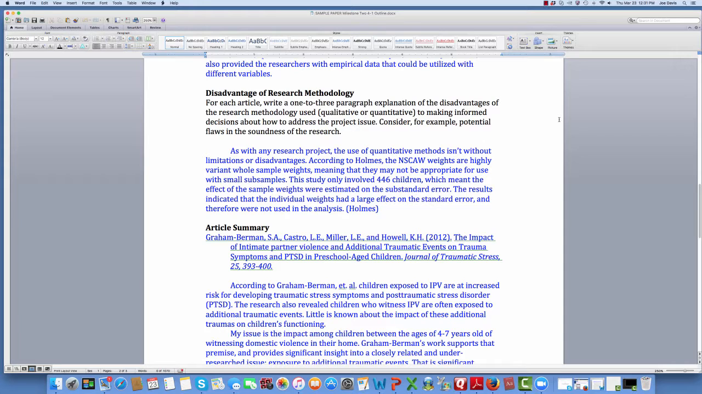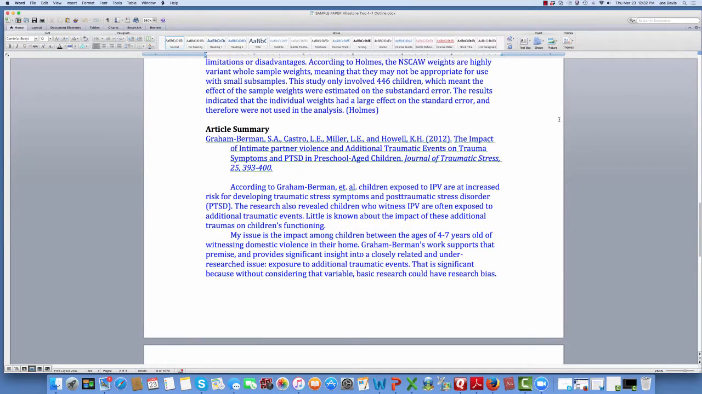This study only involved 446 children, which meant the effect of the sample weights was estimated on the substandard error. The results indicated that the individual weights had a large effect on the standard error and therefore were not used in the analysis. All right, we go on to the next article.